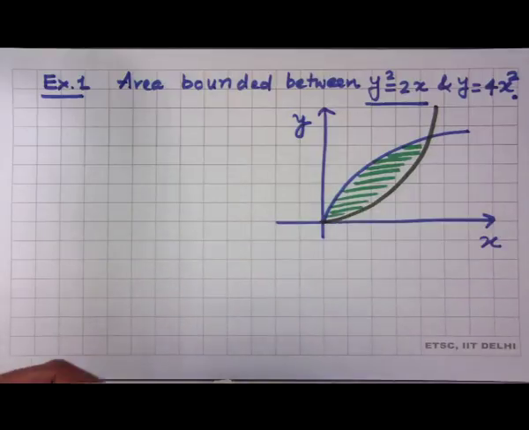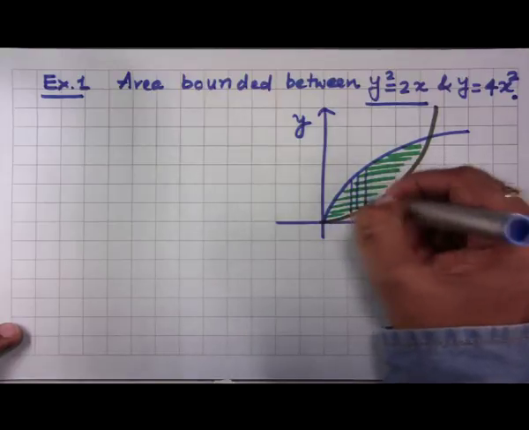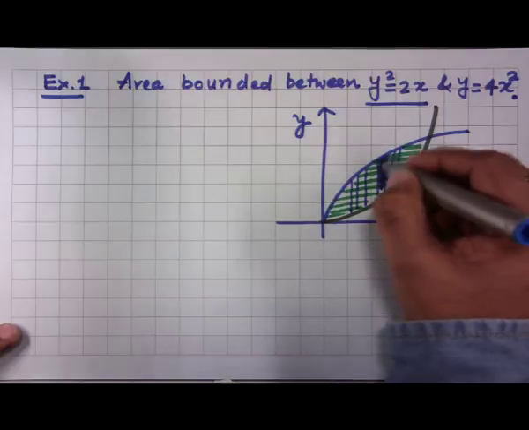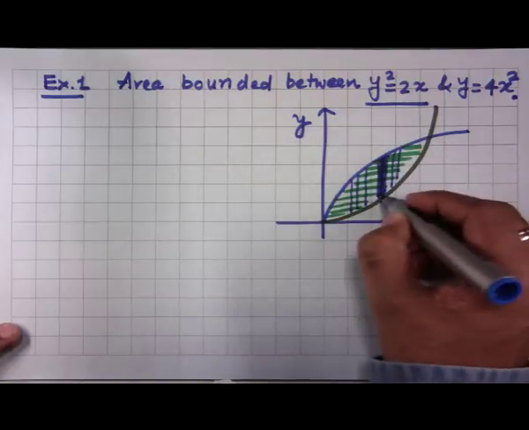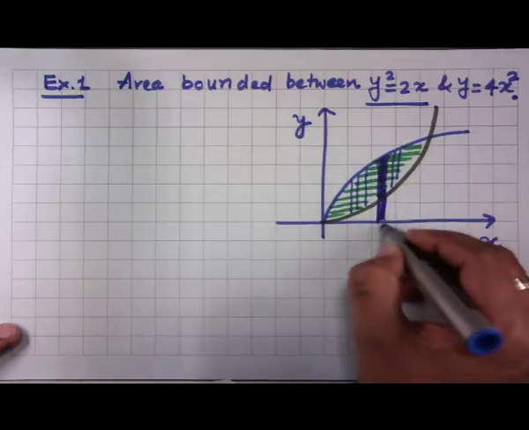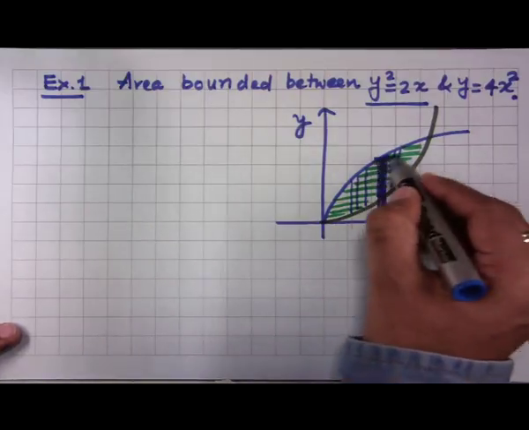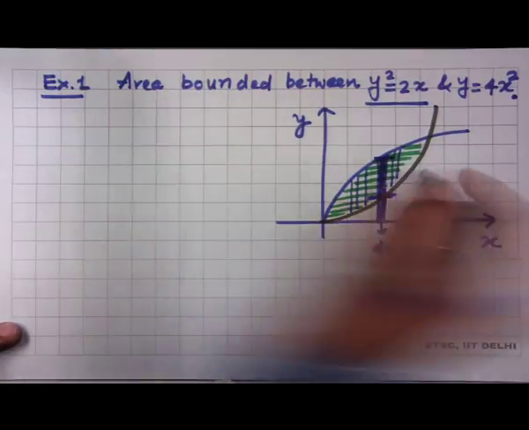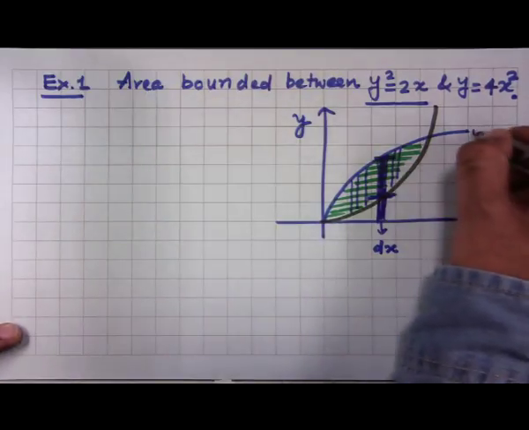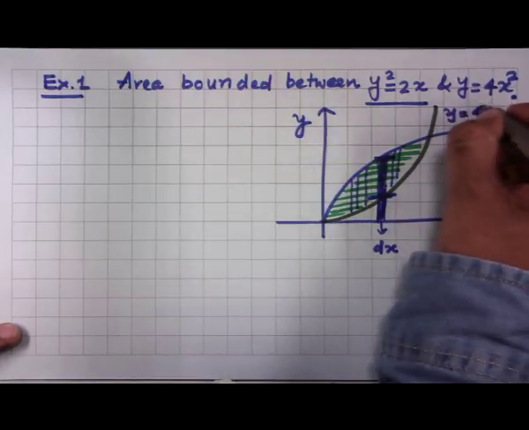now what we do, we divide this area into elementary areas. So, if we assume that the width of one such elementary rectangle is dx, then the elementary area for this region will be, this is your y square equals 2x and this is your y equals 4x square.